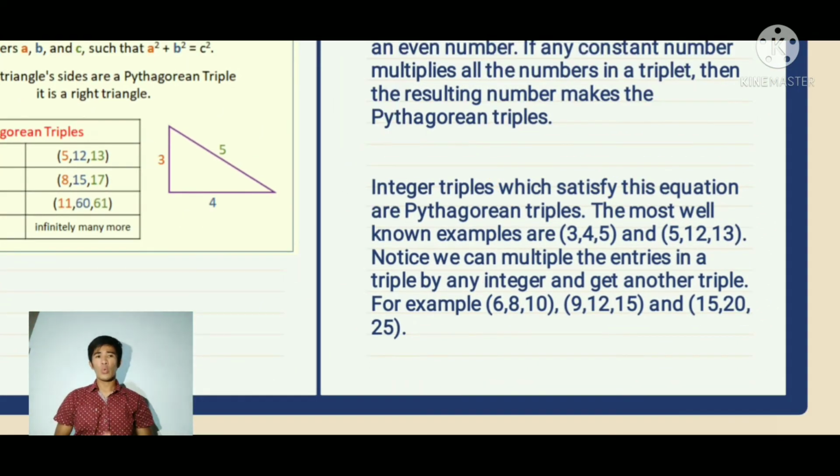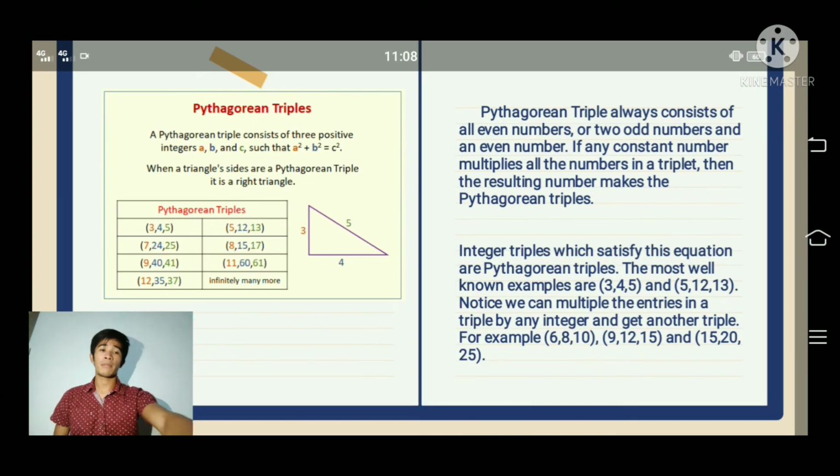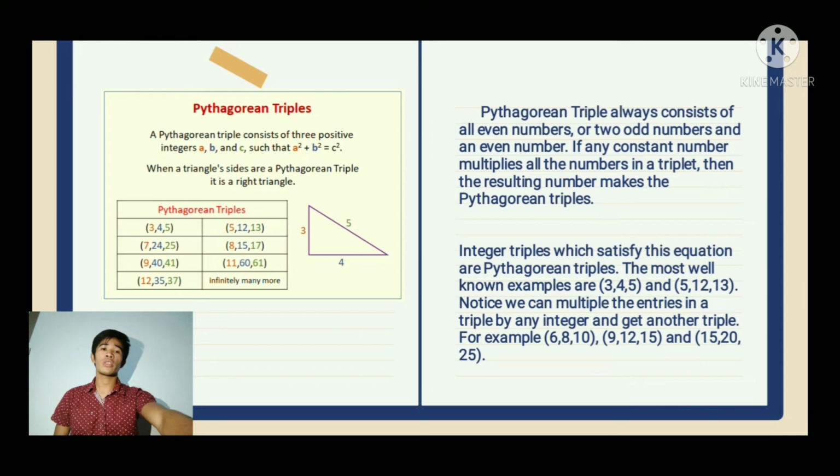Integer triples which satisfy this equation are Pythagorean triples. The most well-known examples are 3, 4, 5, and 5, 12, 13. Notice we can multiply the entries in a triple by an integer and get another triple. For example, 6, 8, 10, 9, 12, 15, and 15, 20, 25. So, para mas malalaman nyo po, or to make understand, I will give an example.